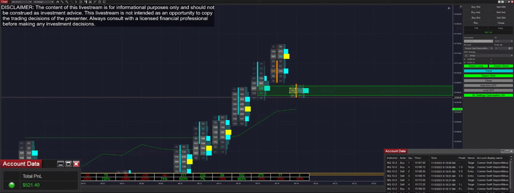We noticed a delta divergence here at 919. We saw a 77 positive delta with a downward motion bar.